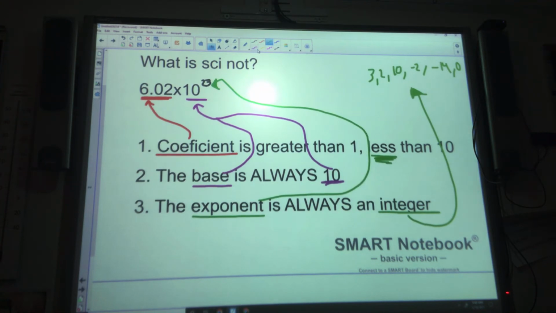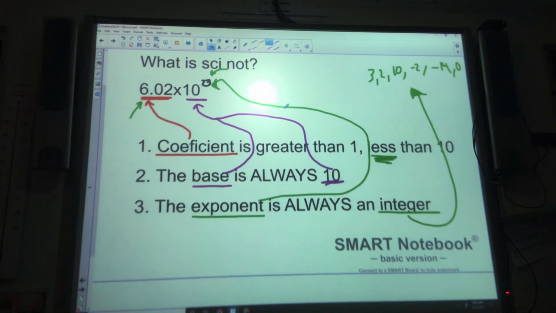Next one, Neptune is about 4.488 times 10 to the 9th kilometers from the sun. Yes, it is. This can be a decimal. The approximate wavelength of an infrared light is 0.01 times 10 to the negative 5th meters. No. Why not? Because you can't have 0.01, the coefficient has to be greater than 1 and less than 10. So if it says 0.01, it's out.